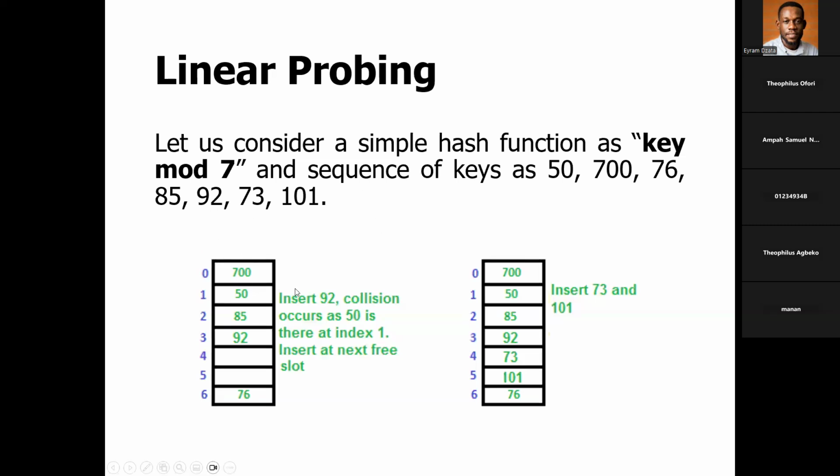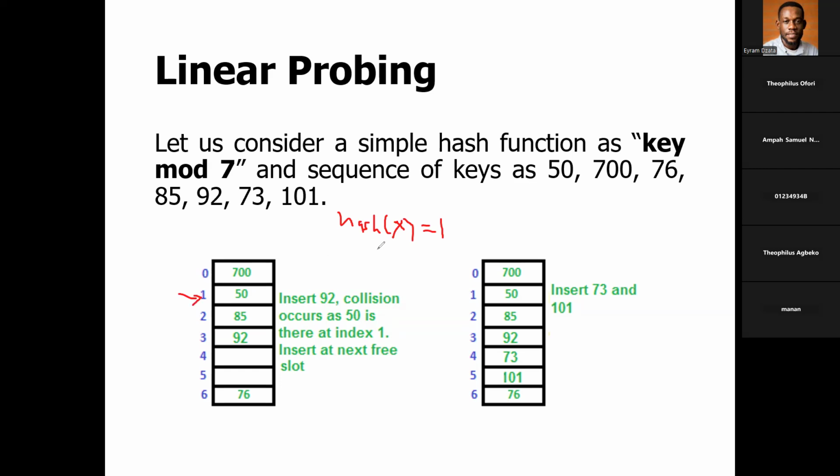And the next one is 92. 92 mod 7. What would that give us? 1. It would also give us 1. Okay, so if it's giving us 1, our hash x is equal to 1. Okay, so when we come here, 1 is full.